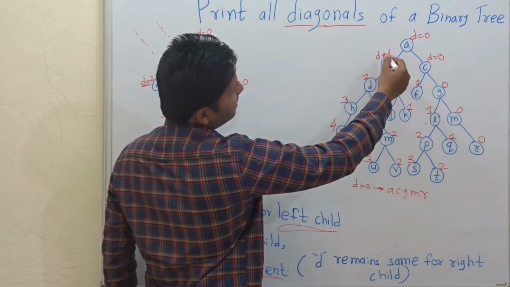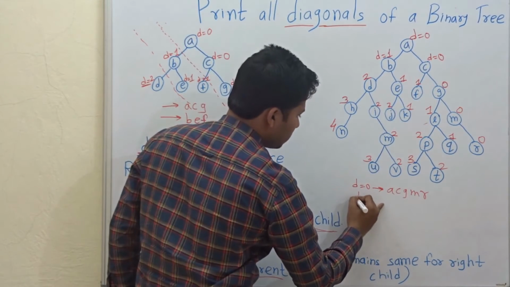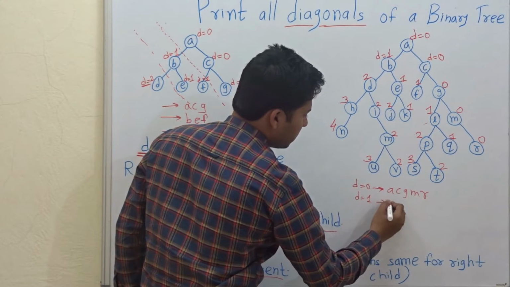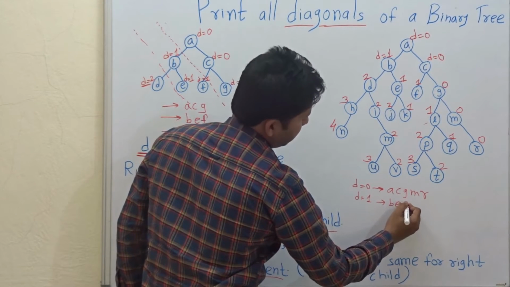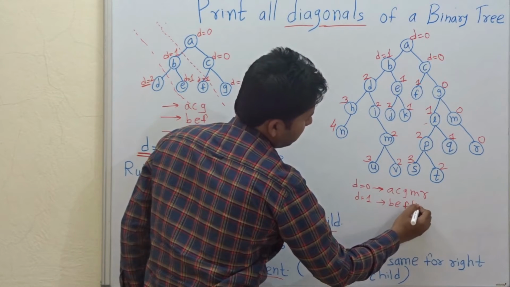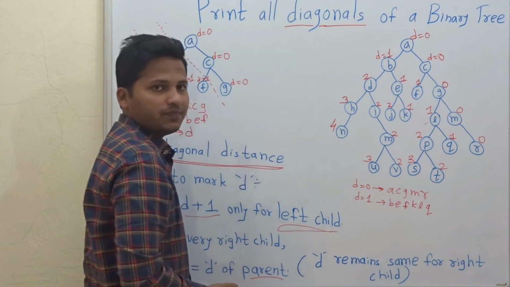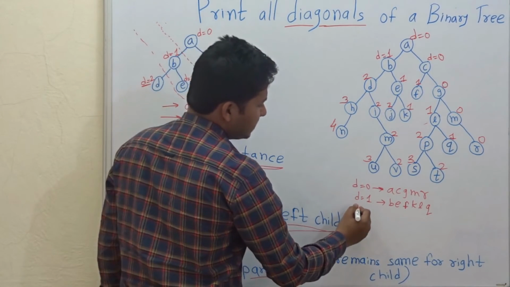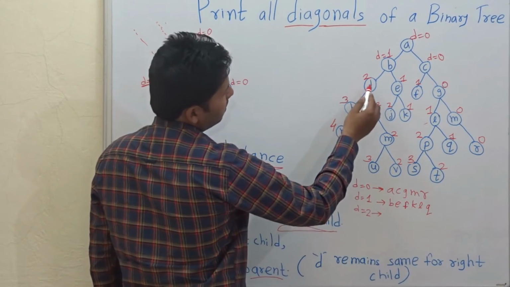Now all d is equal to 1s. So B, E, F. So all d is equal to 1s are B, E, then F, K, L and Q. Now all d is equal to 2s. D is equal to 2.